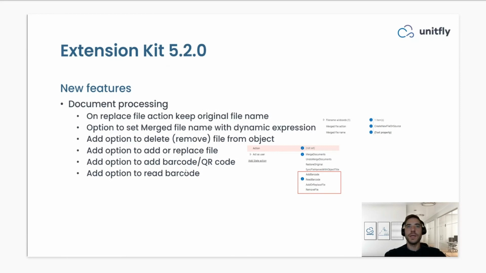The next action is creating and adding barcodes or QR codes to your document. You can choose between different types of barcodes. And the last one is the option to read a barcode or QR code based on your configuration. This last one works in the way that in the rule, you configure the type of your barcode and the property to which the text of the barcode will be extracted on your source object.